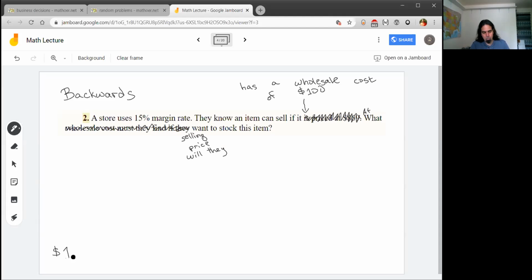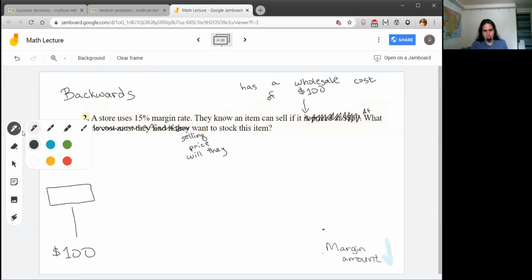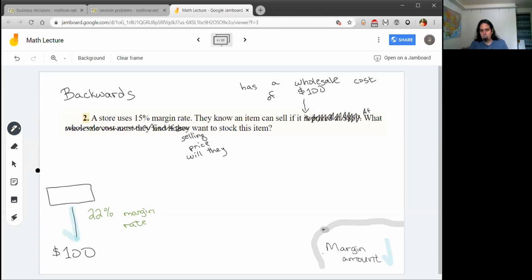So the wholesale cost is 100. The selling price we don't know. We want to write something in the box, but we're going to use the margin amount even though it's, oops, the wrong tool. So this is a 22% margin rate. It's going down. Okay, everyone okay with my setup? Yep. So now I'm going to ask, for now I'll put the word what in there. 22% of what is $100?